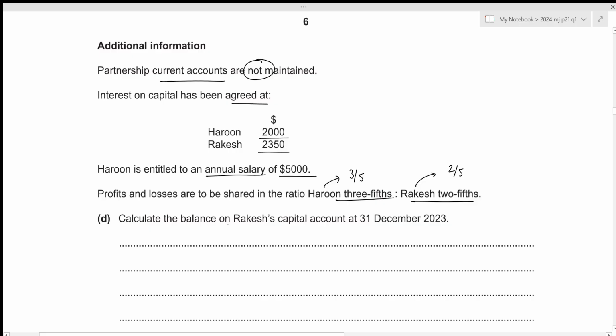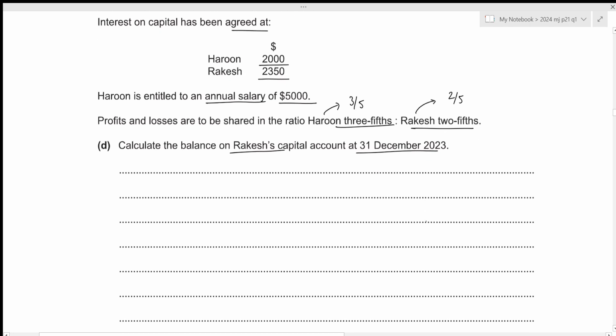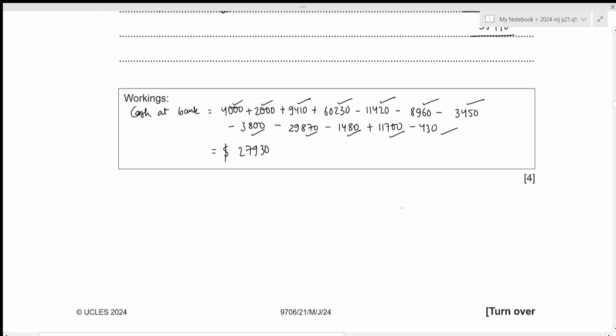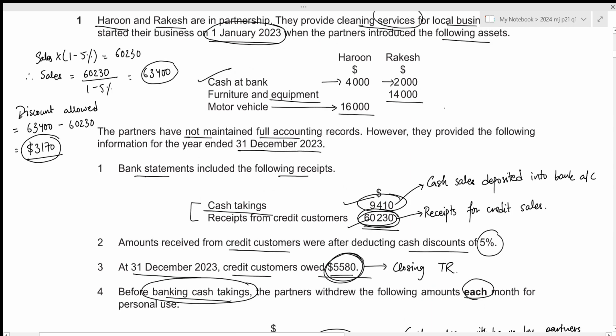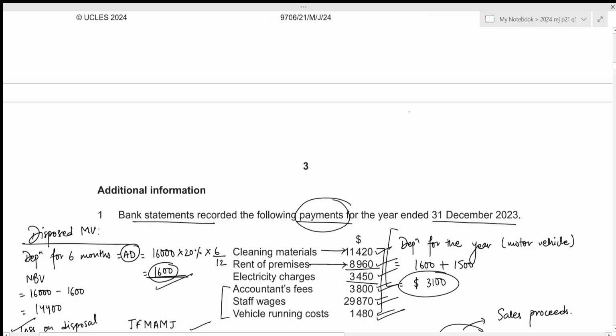Now we need to calculate the balance on Rakesh's capital account at 31st December 2023. Alright, so we can just prepare Rakesh's capital account. Since this is a capital account, the opening balance will always be on the credit side. And in this case, this is the first year of establishment. So whatever was introduced by Rakesh into the partnership can be entered as his opening balance. So we have the balance brought down. Let's take a look above. Right here for Rakesh, he introduced 2,000 cash at bank and 14,000 furniture and equipment. So the total introduction by Rakesh will be 16,000, and that will act as his opening capital balance. Let's write it down.